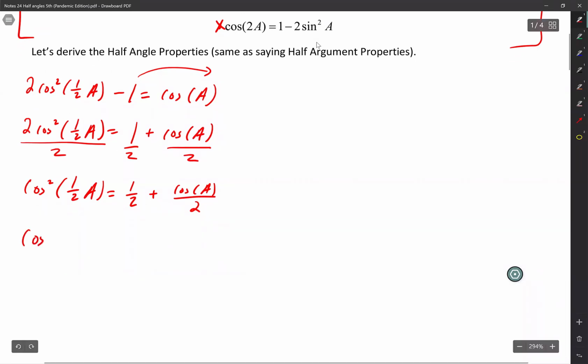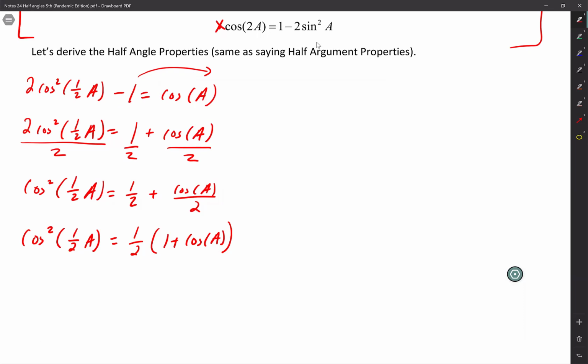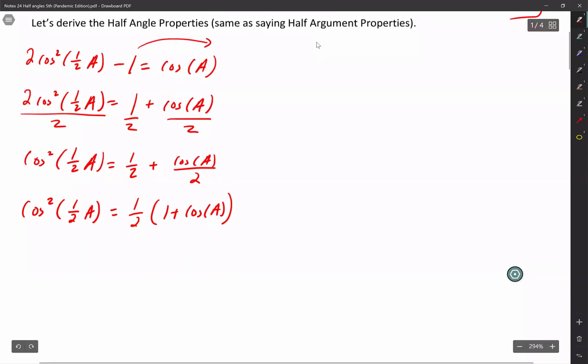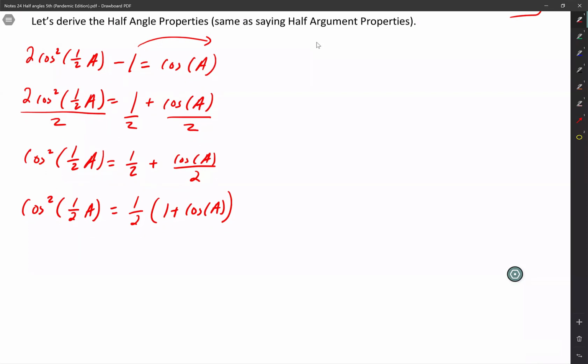Delta Math, and don't get me wrong, I love Delta Math, trust me. But Delta Math does not have this formula written this way. They have it as 1 plus cosine A all divided by 2, and that's okay. It's just a different way of looking at it. Delta Math is okay with dividing. I prefer to just multiply everything. The only thing we've got left to do is get rid of that square. So we get rid of that square by taking the square root.